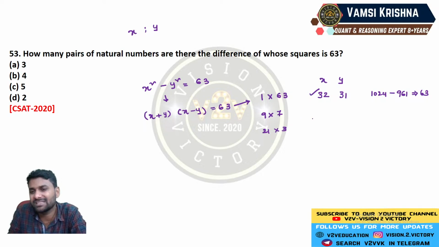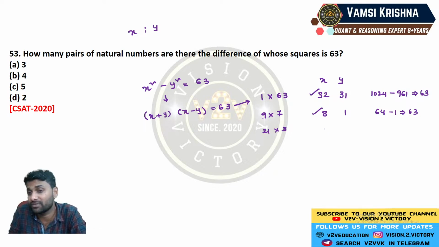Now again, 9 plus 7 is 16, divided by 2 is 8. 9 minus 7, the difference is 2, divided by 2 is 1. Now squares of those numbers are 64 and 1, and again the difference is exactly equal to 63. So it is also a possible pair. 8 comma 1 is also a possible pair.